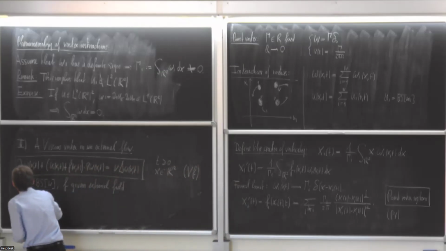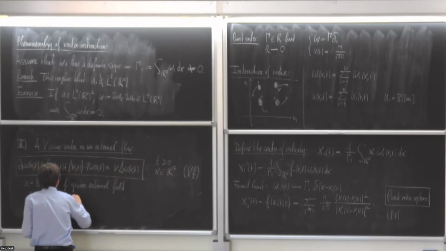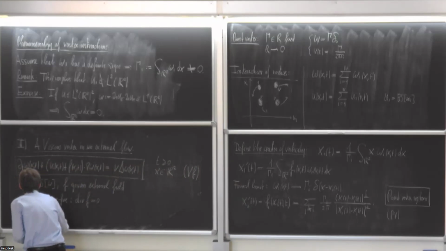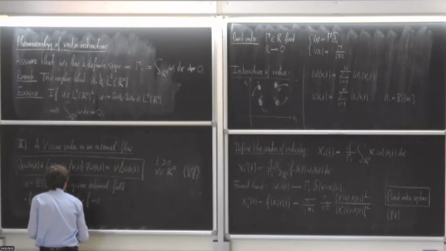So I assume that F is divergence free. This is essential. Otherwise, it doesn't work. So the divergence of F is 0. And F, I will suppose that it's smooth. The second assumption can be relaxed.